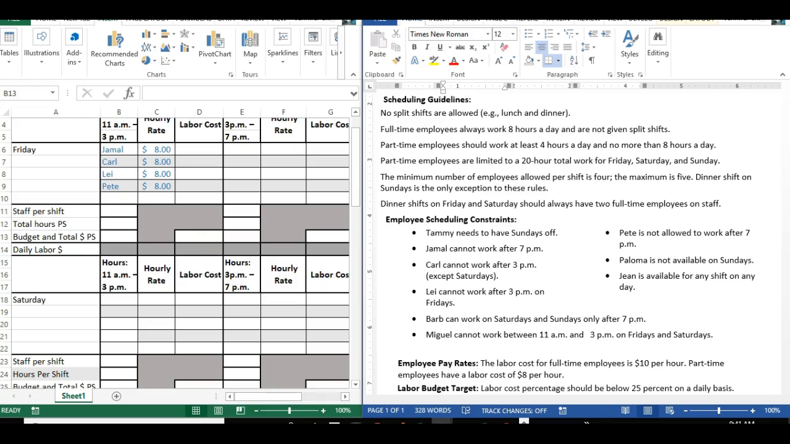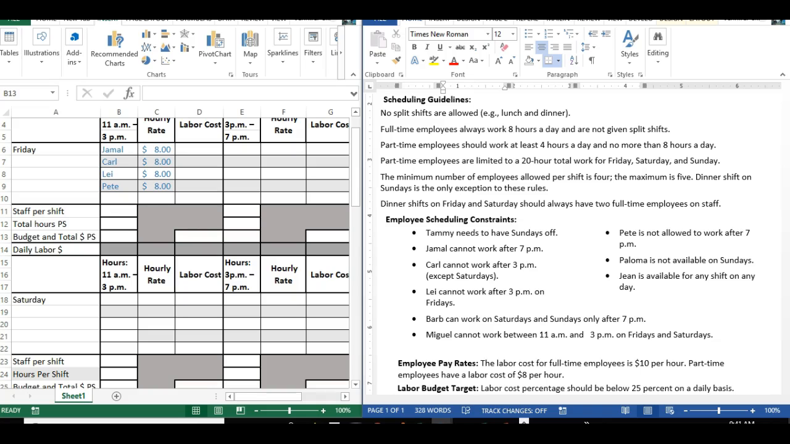Miguel cannot work between 11 a.m. and 3 p.m. on Fridays and Saturdays. Pete is not allowed to work after 7 p.m. Paloma is not available on Sundays. And Jean is available for any shift on any day.